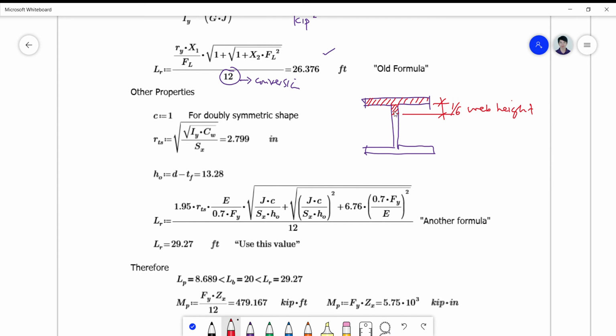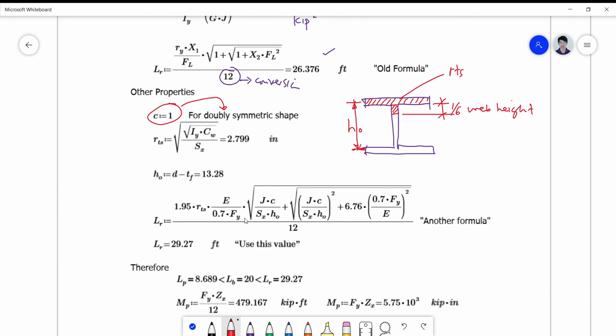So this is the flange. So the RTS is actually the radius of gyration of this torsional section here. And also your HO is simply the distance center to center of the mid depth of the flanges, or midline of the flange thickness. So this is simply your HO. And C is actually a factor taking into account what is the shape of the section. So for a doubly symmetric shape, which is a normal shape, normal condition, C is equal to 1.